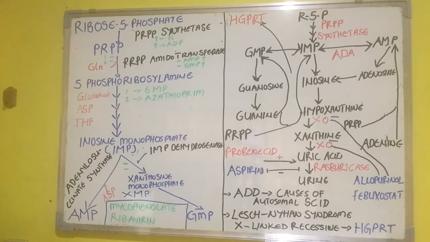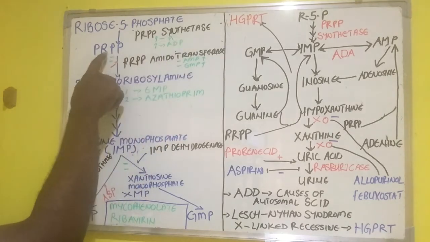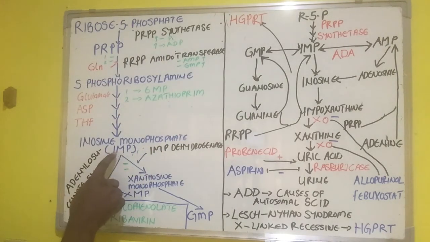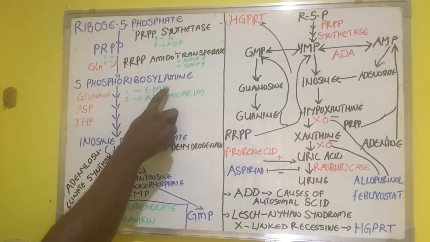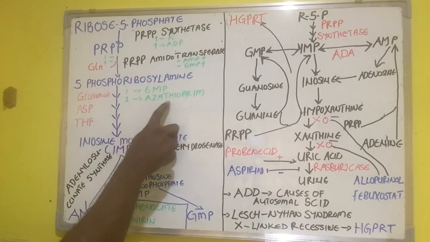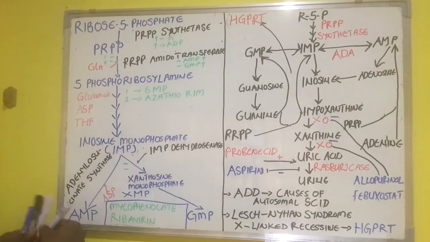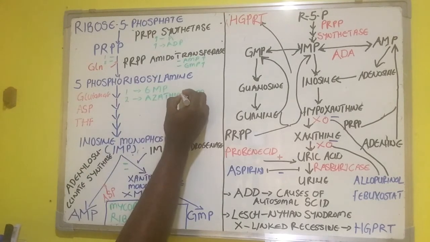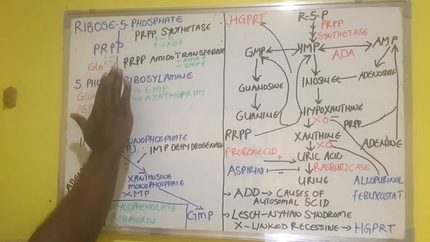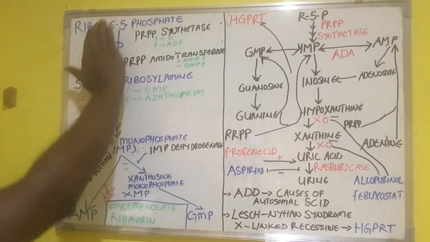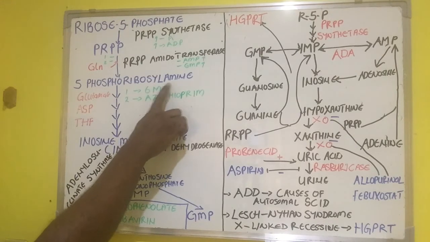Now the conversion of PRPP to IMP is also hindered by two drugs, 6-mercaptopurine and azathioprine. These are two drugs that will stop this pathway from continuing: 6-mercaptopurine and azathioprine.